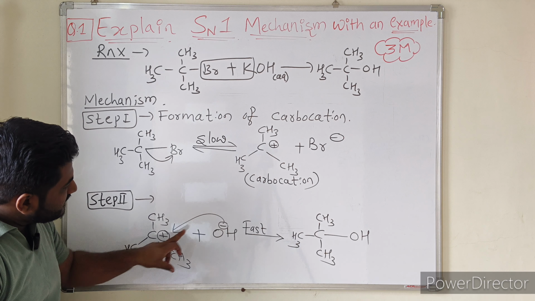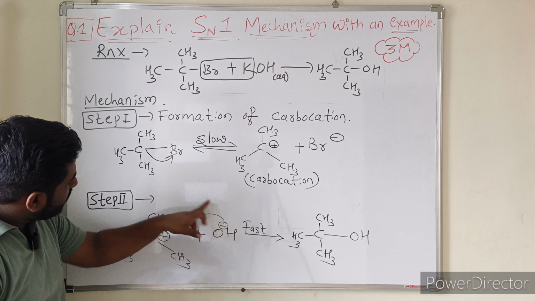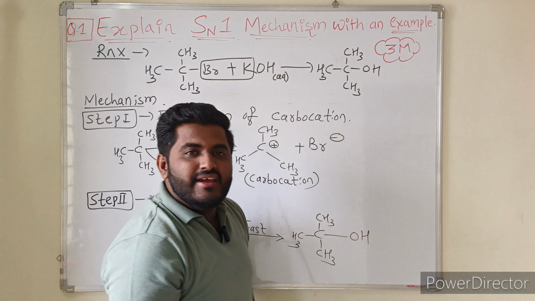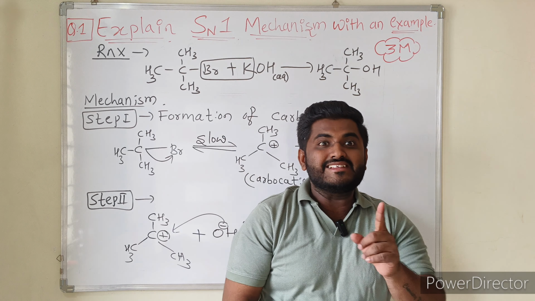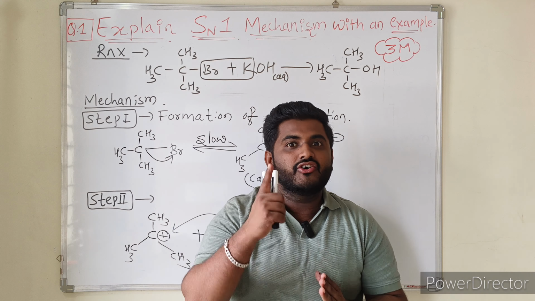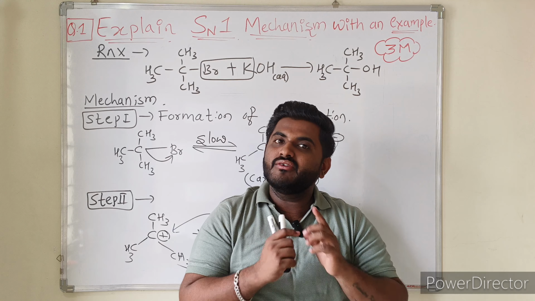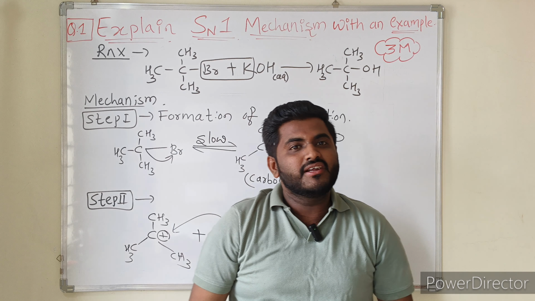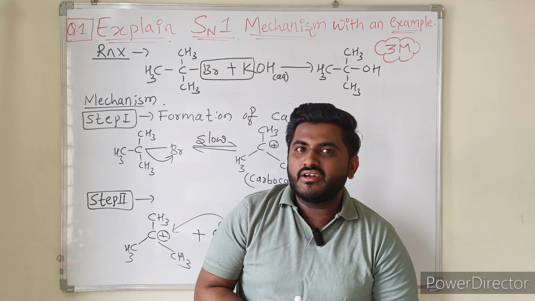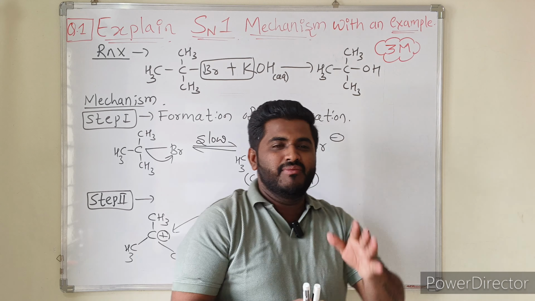Carefully see, carbocation is there. OH can attack front side also, back side also. Hence, SN1 proceeds through racemic mixture. Front side attack, retention. Back side attack, inversion. Both are taking place simultaneously. Hence, SN1 reaction proceeds through racemic mixture.